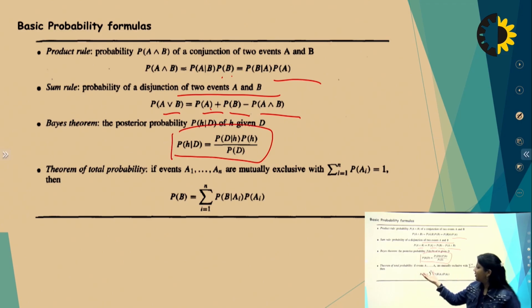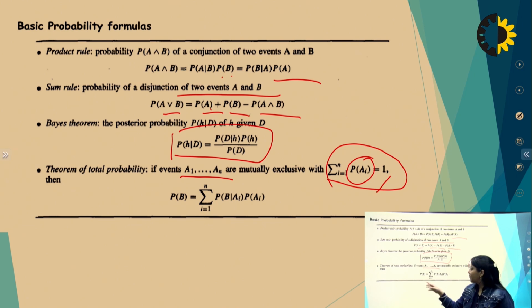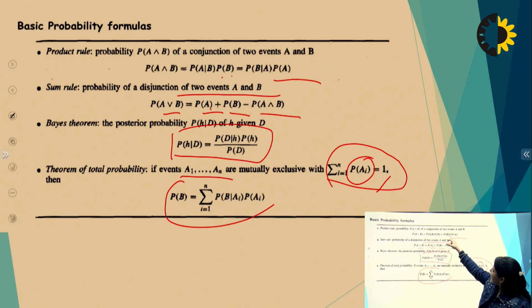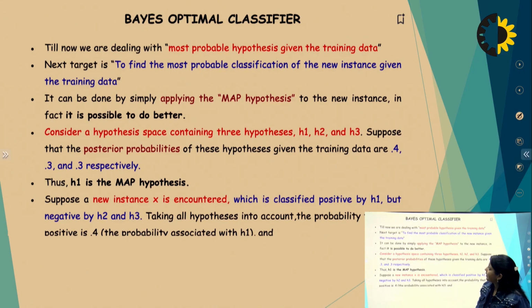And if we have a number of events A1 to An that are mutually exclusive, then we can make the summation, and the sum of all probabilities will be 1. So P(B) is the sum of P(B given Ai) times P(Ai). P(B) will be P(B given A) times P(A). So we can calculate the total probability here.